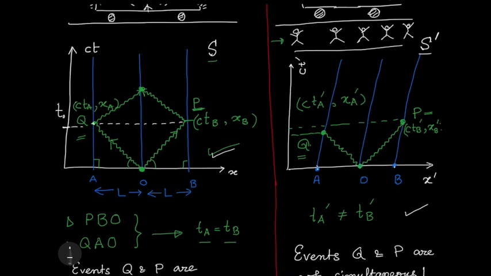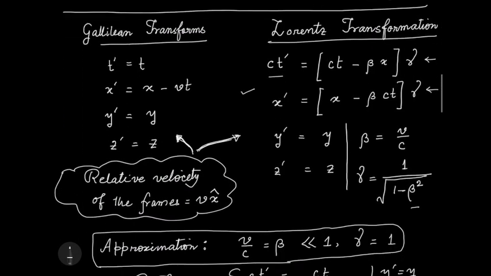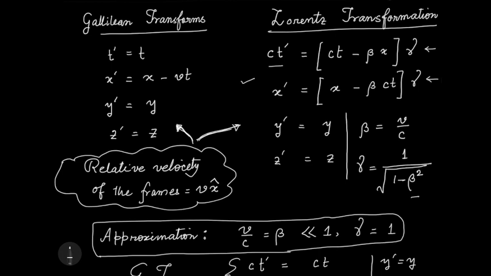All its distance is spatial distance, right? So I can write now here S squared PQ is less than 0. It's a space-like interval. It will remain the same here, right? Because it's a constant. So for such events happening at space-like intervals, we have seen that those events may seem simultaneous in one reference frame, not simultaneous in the other reference frame. So the concept of time becomes rather relative, and that required us to change the Galilean transformation.